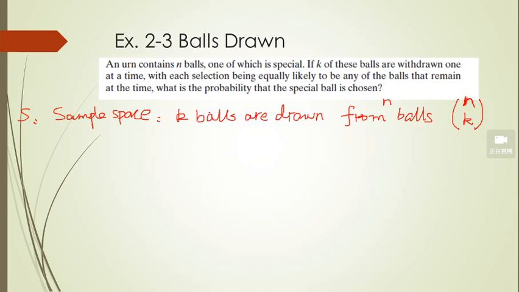So what is the probability that the special ball is chosen? We can name this event E: the special ball is chosen.